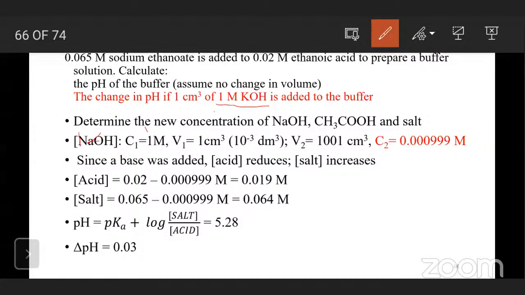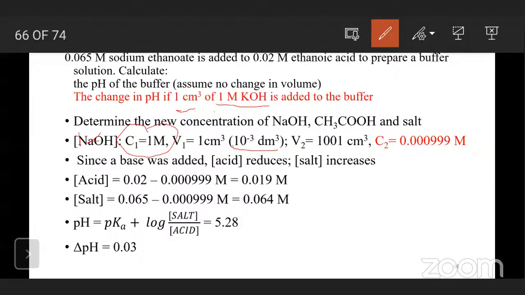So that is your C1. Your C1 is 1 molar. Your V1 is 1 cm cubed. If you convert 1 cm cubed to dm cubed, you have 10 raised to the power minus 3 dm cubed, if that is what you want to do.